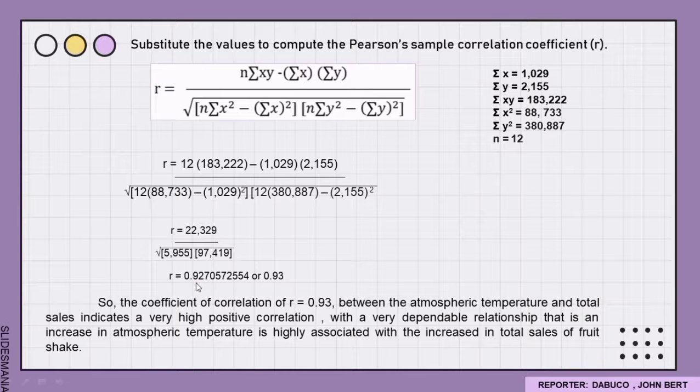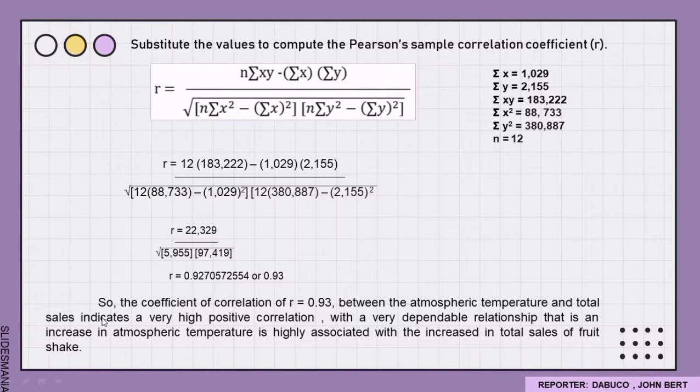So try to calculate on your own to get the exact value, so that it matches. We have R equals 0.2705, or rounded off, 0.23.